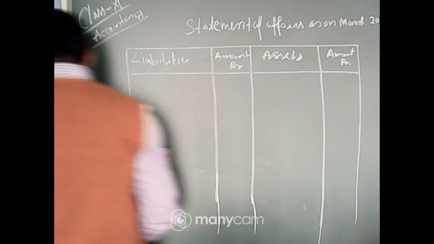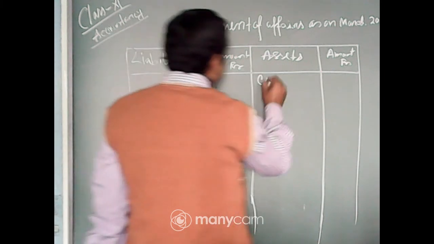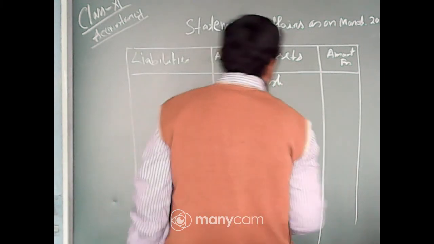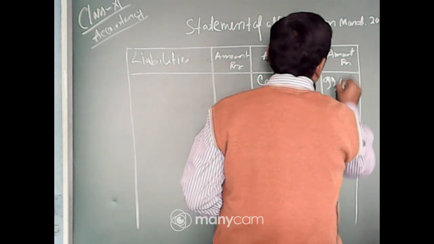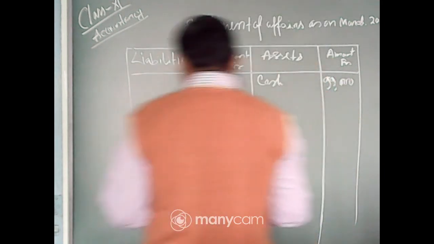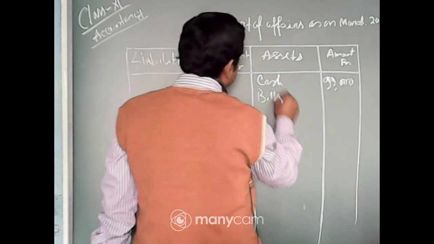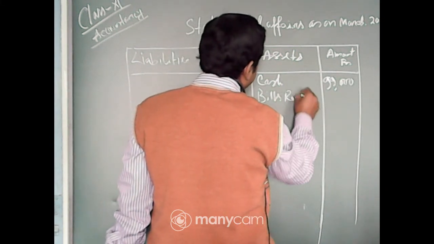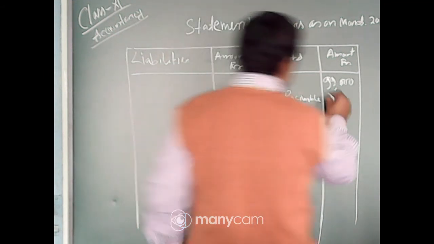Now first look, a cash balance is given. Cash is an asset, so on the asset side we just write down the cash, that is 99,000. Next, bills receivable. Bills receivable is also an asset, so 75,000.